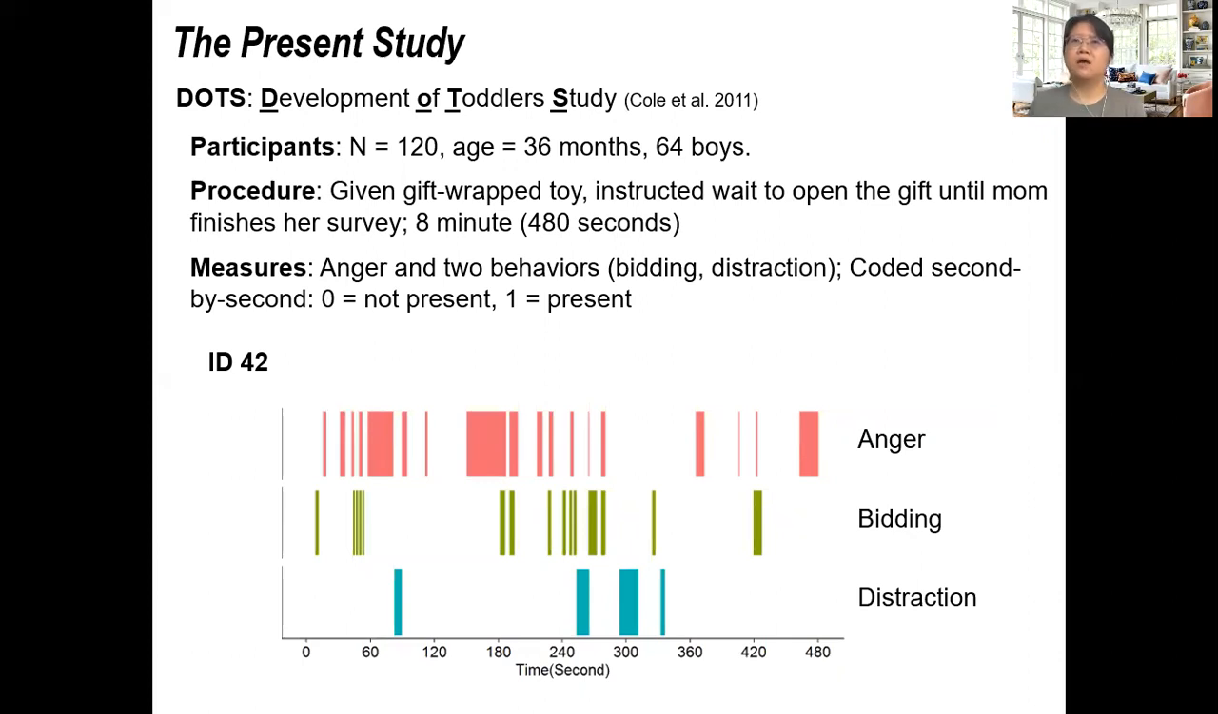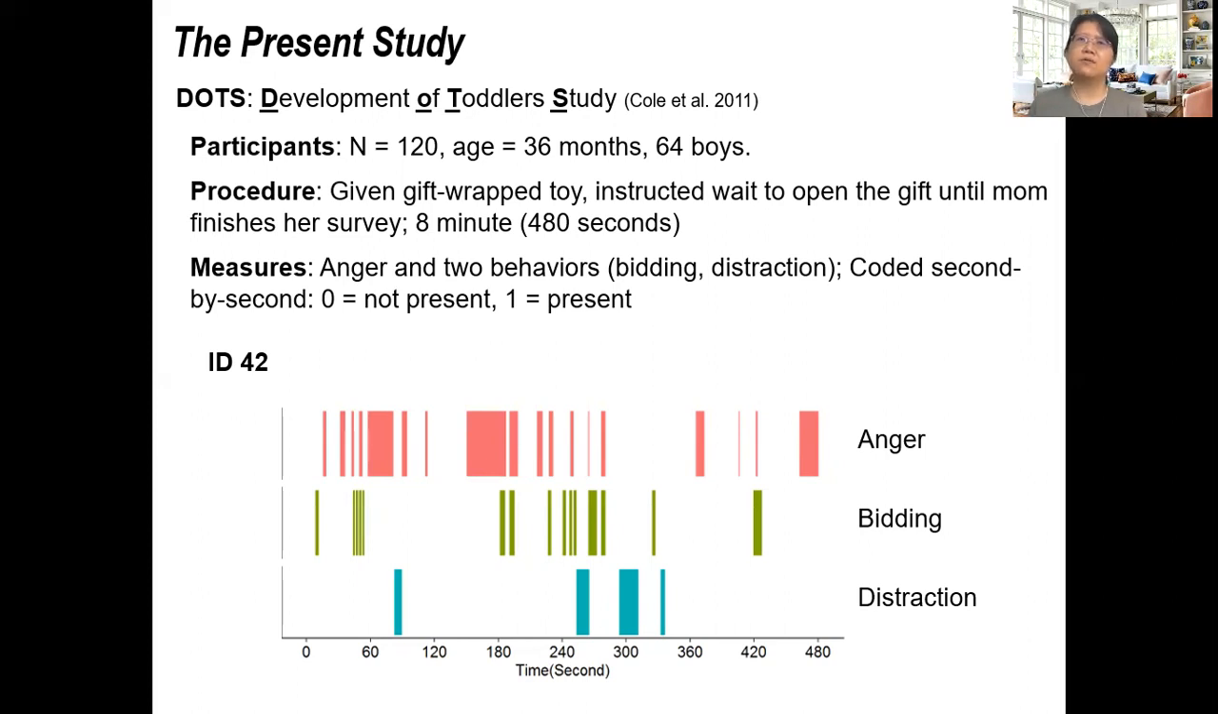During those 8 minutes, you can imagine emotions and behaviors would emerge from the child, and the RAs manually coded, second by second, what emotions and behaviors emerged in each second. And we selected 3 variables here to model the temporal dynamics, which are anger, biting, and distraction.